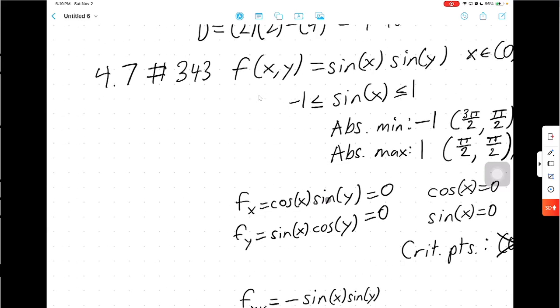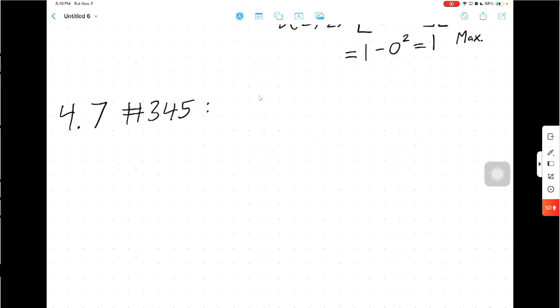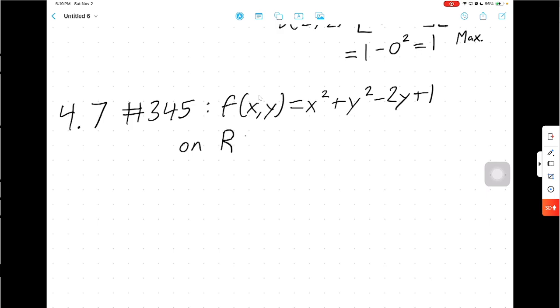Awesome, and now for the worst part of this: 345 and 347. Find the maximum values of f of xy is equal to x squared plus y squared minus 2y plus 1 on R, xy such that x squared plus y squared is less than or equal to 4.